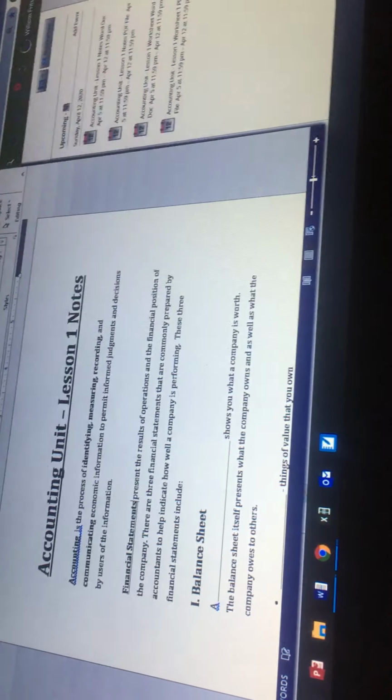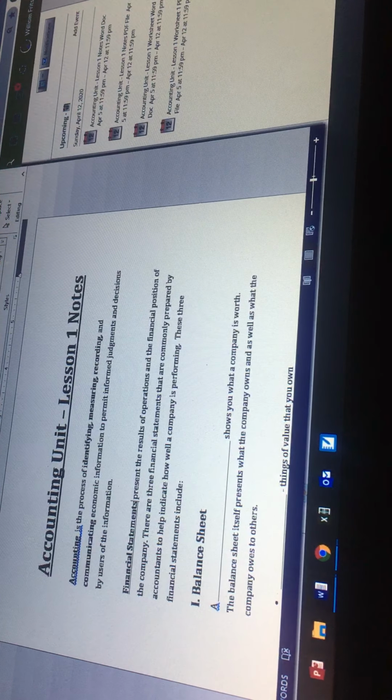The second fill in the blank is going to be financial statements. That's the way that accountants present their data so that users can easily read it. So financial statements present the results of operations and the financial position of the company. There are 3 financial statements that are commonly prepared by accountants to help indicate how well a company is performing. These 3 financial statements include, and we're just going to go through the first one today, the balance sheet. So that is balance sheet, the third fill in the blank.